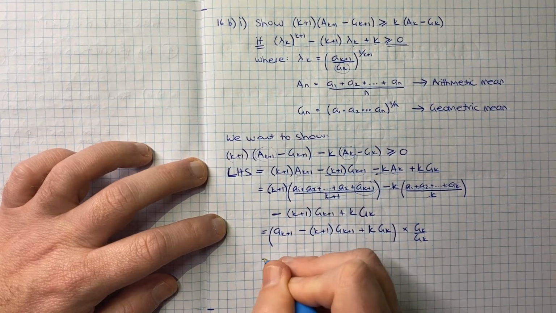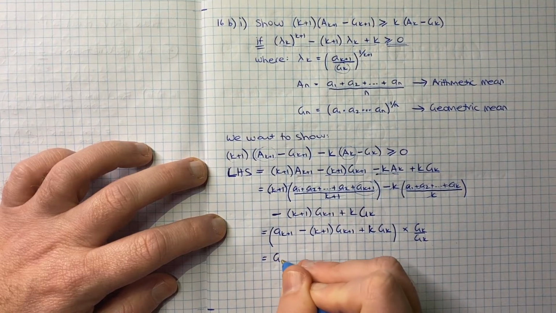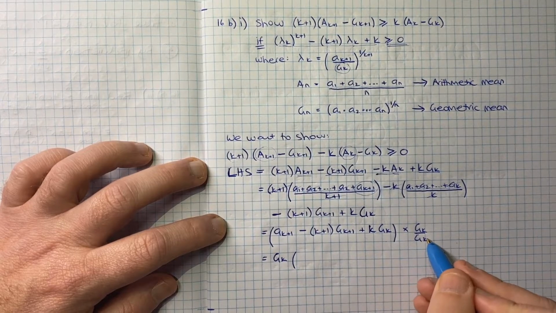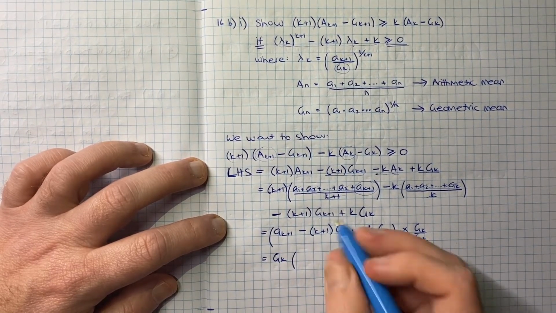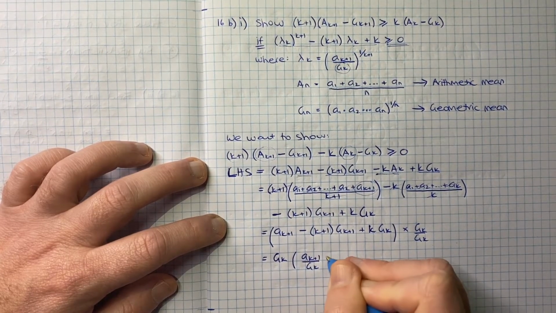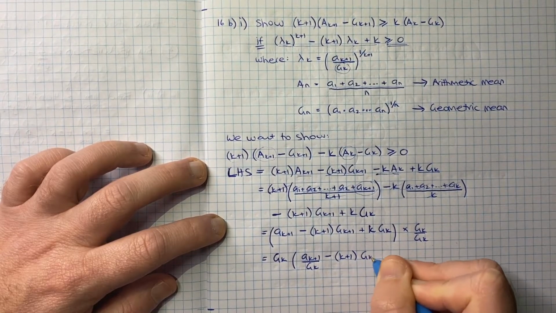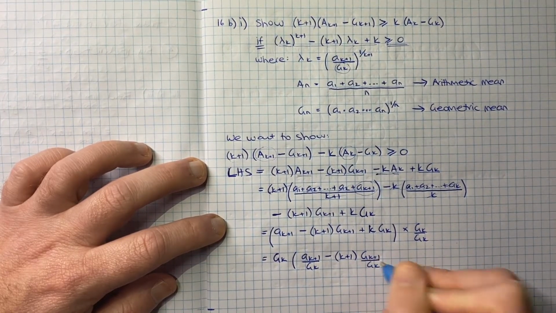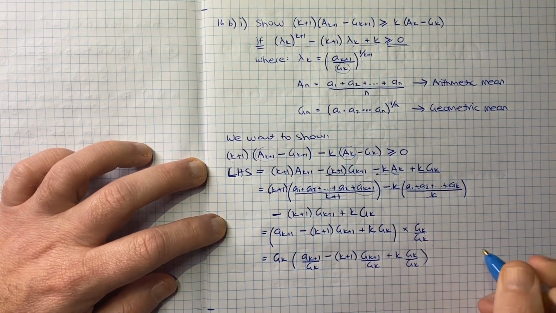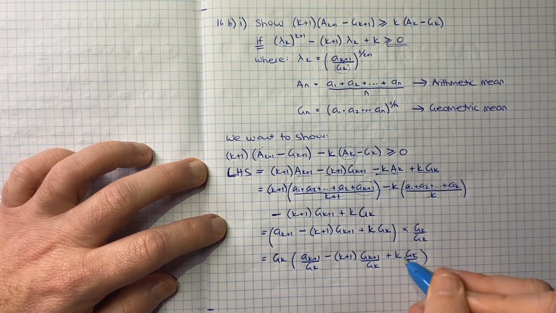So maybe what I'll do, I'll bring this numerator g_k over to the front. So we've got a g_k times, and then I'll bring this denominator in under each of these terms. So we'll get a_{k+1} on g_k minus k plus 1 times g_{k+1} on g_k, and then plus a_k g_k on g_k. And the whole point of that was so that these two will cancel, and now we've got our k by itself.